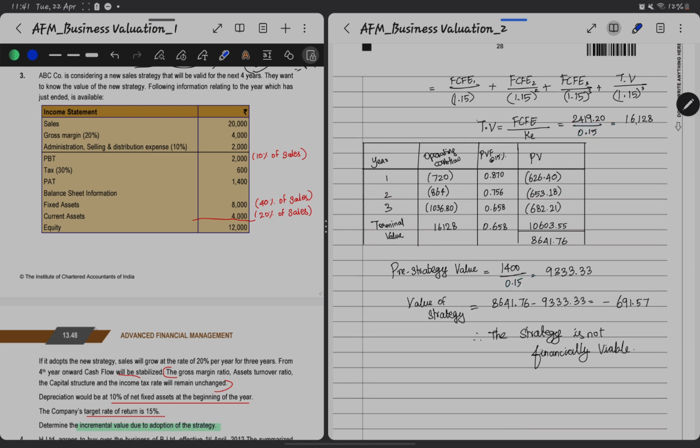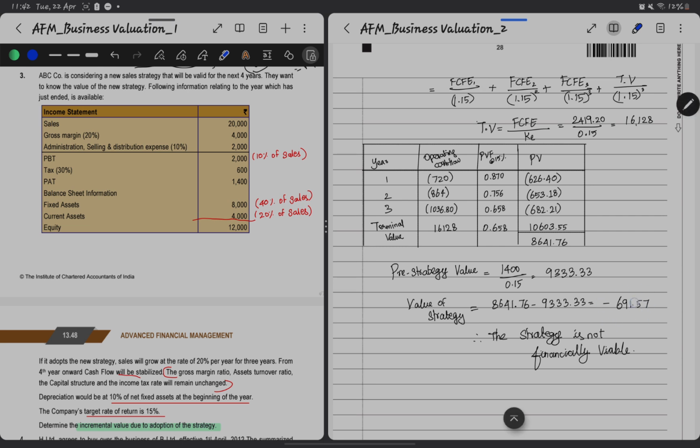Now if we compare this with the pre-strategy value, which is simply my PAT divided by the target rate, which gives me the value of the business, that is coming up to 9333. So my current business value itself is 9333, but after the new strategy my business value is actually reducing. So we should not be opting for the new strategy. I'm getting a negative value of 691.57, hence the strategy is not financially viable.